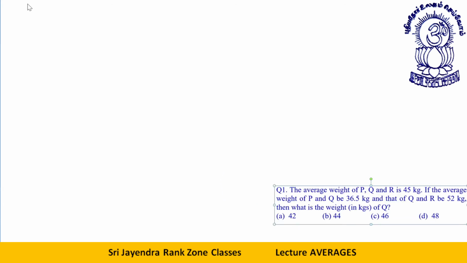The average weight of P, Q, and R is 45 kg. The average weight of P and Q is 36.5, and that of Q and R is 52. Then what is the weight of Q? Since we have done these sort of questions earlier in the previous class, I will directly do them right now.